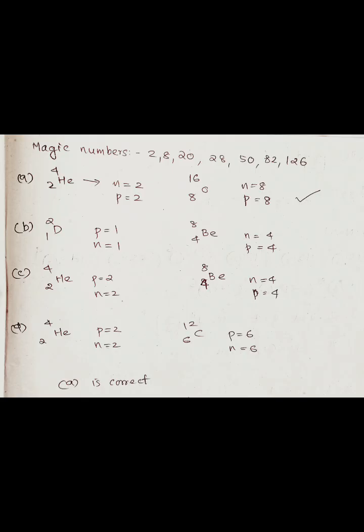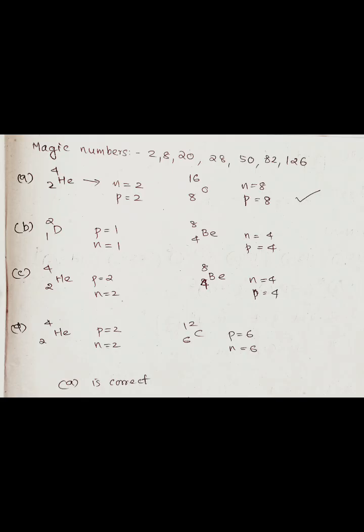Then coming to option B, 1D2. That is proton is equal to 1 and number of neutrons is equal to 1. So here the number of neutrons and protons is equal to 1. And for 4Be8, neutron is equal to 4 and proton is equal to 4. We know that 1 and 4 are not magic numbers. So B is wrong. Then coming to option C, that is 2He4. For 2He4, P is equal to 2 and N is equal to 2.